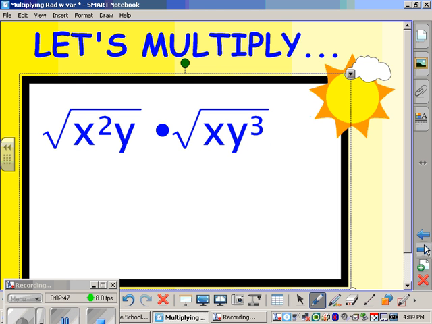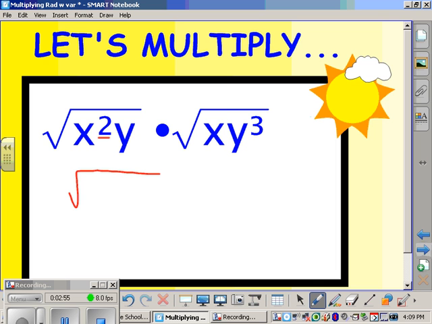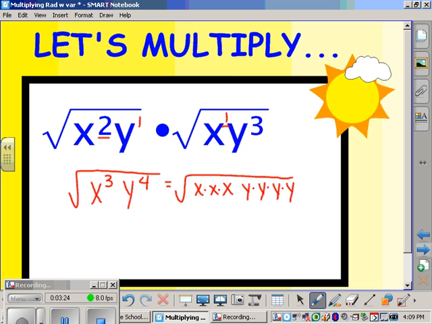In this next example, we've got 2 different variables. So the first thing we want to do is combine them together into one by adding the exponents of each common variable. So for the x, we will add together the 2 and the 1, so we have x cubed. Then we will add together the exponents of the y's, so we have y to the fourth. Now we're ready to break this down. This is the same as saying x times x times x, and then y times y times y times y.